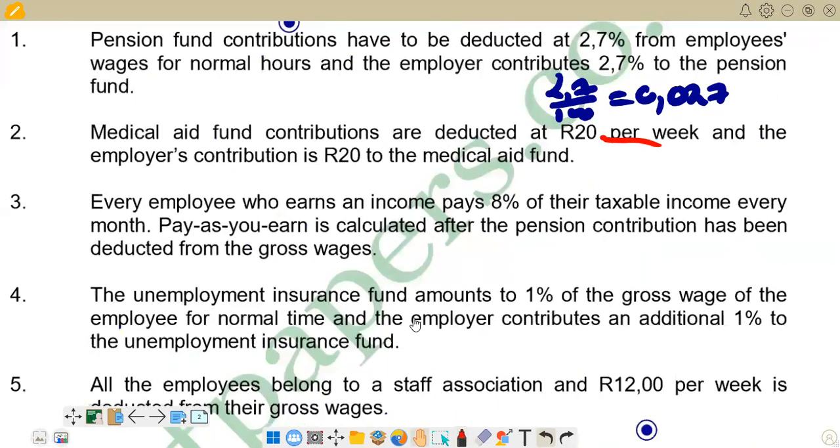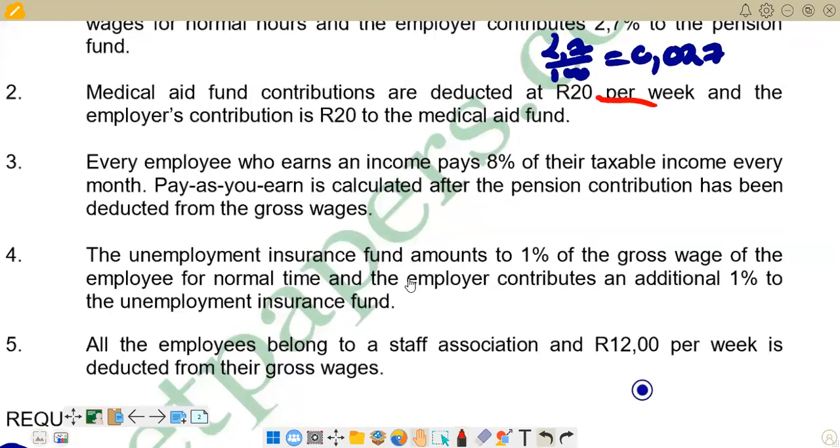UIF is on item 4. The unemployment insurance fund amounts to 1% of the gross wage of the employee for normal time, and the employer contributes an additional 1% to the unemployment insurance fund. So the 1% that we are concerned with at this moment is this one, and then we are also going to calculate the 1% for the employer later on.